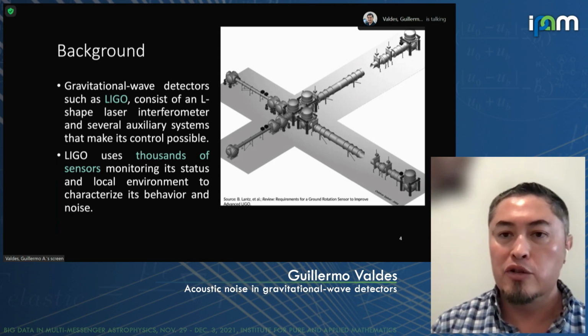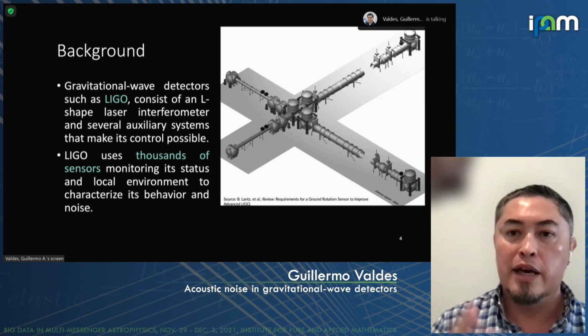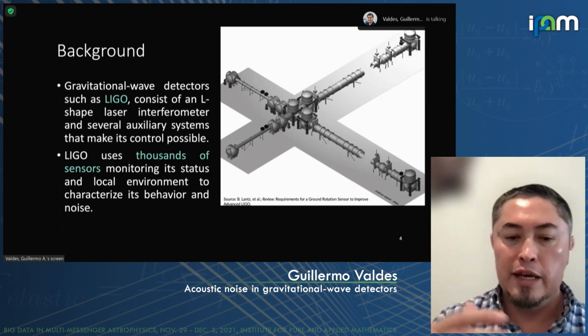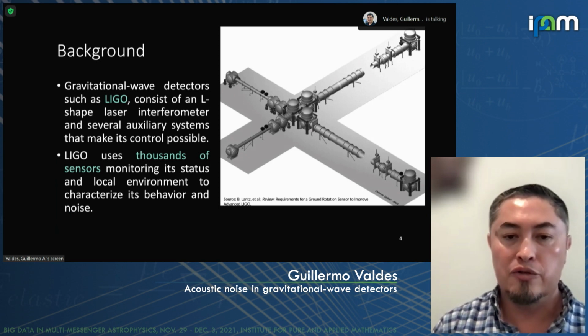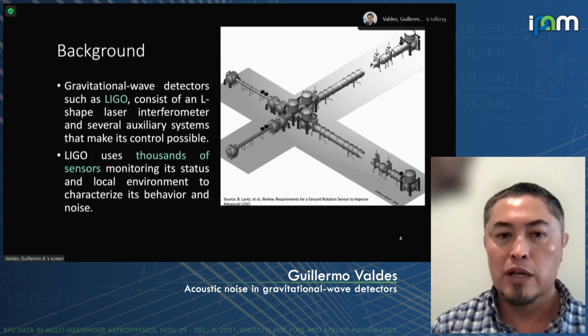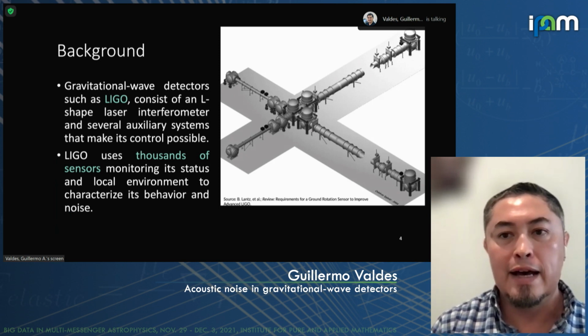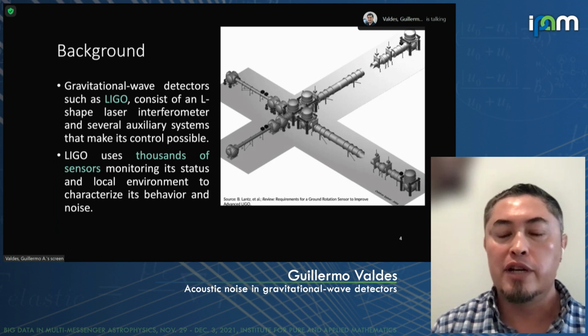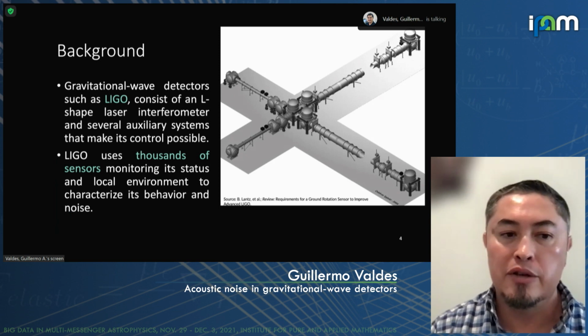When a gravitational wave passes through the detector, you have some back and forth: one arm extends and the other one shrinks, and you go back and forth. That's when the lasers recombine and make some kind of pattern that we can recognize, and that's how we detect the gravitational waves.